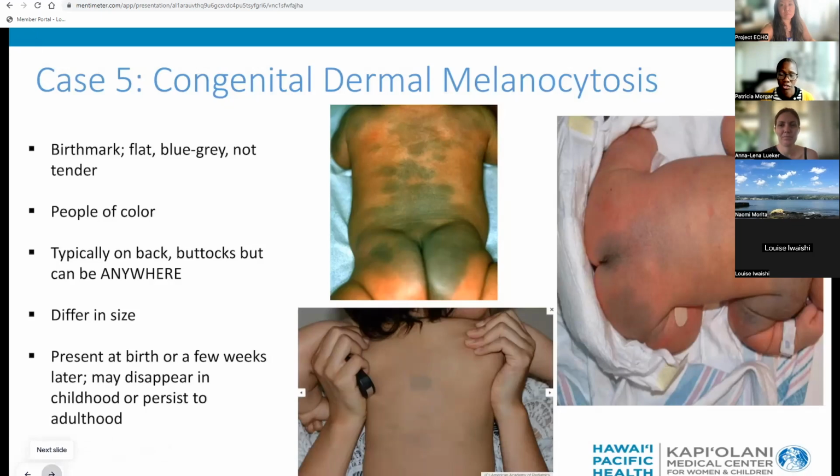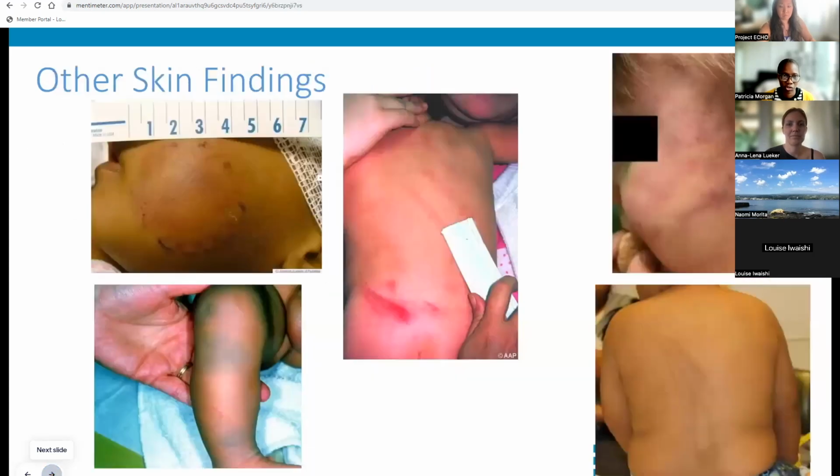And if you are concerned that it's a bruise and they are a little one, then you would need to pursue physical abuse workup and evaluation. And if you have questions about any of it, again, we are here to help as child abuse pediatricians. Here are some other skin findings that are worth mentioning.